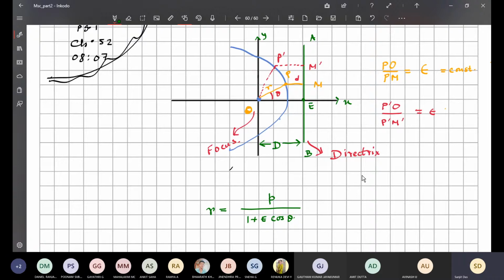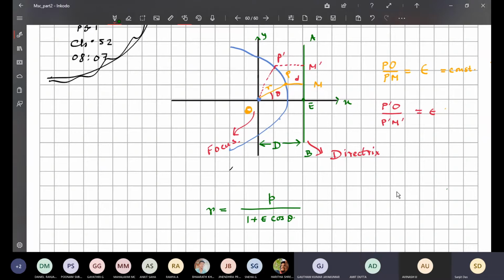This curve is represented by this formula: r is equal to small p by 1 plus epsilon cos theta. So what could be small p? Any idea, any guess? In this picture it is there. I have not written it exactly, but you have to tell it. Very clearly it is given in this picture. What is small p? Anybody? Take a chance. What could be the small p?